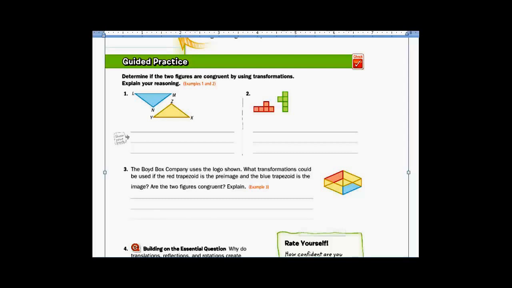Last one, number 3. The Boyd Box Company uses the logo shown. What transformations could be used if the red trapezoid is the pre-image and the blue trapezoid is the image? So you basically have this shape. Can't really see the corner of that. That's what makes it a trapezoid. So you've got that one, and you're making it to be that one. What could you do? You could rotate this one around, slide it down into the position.